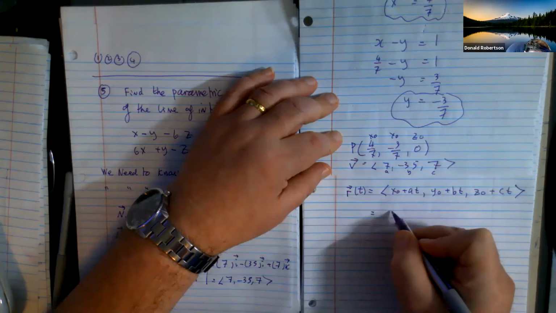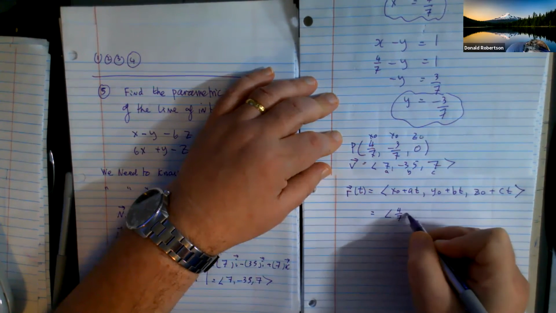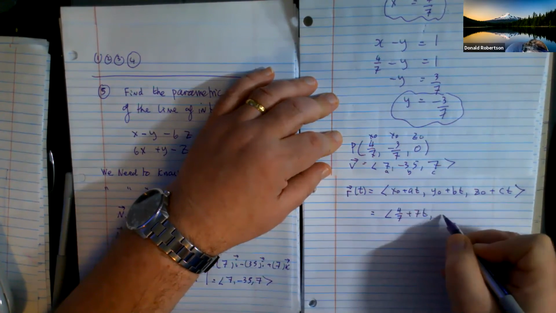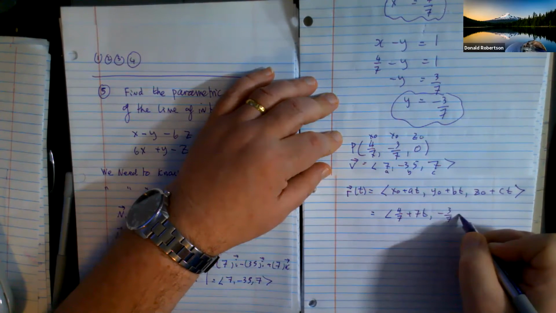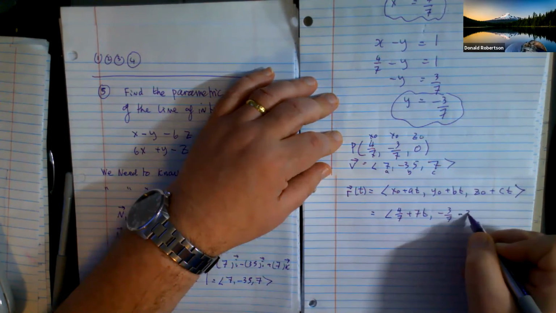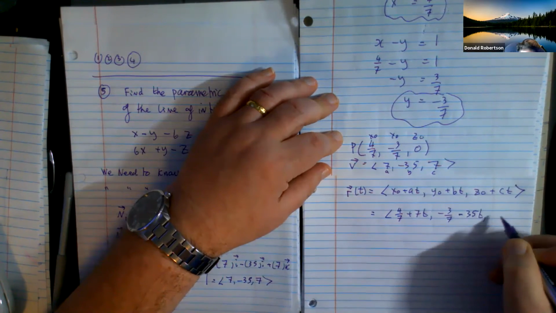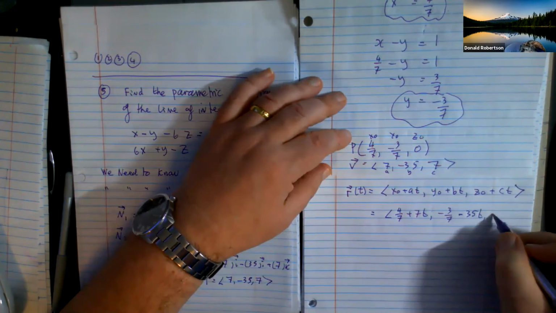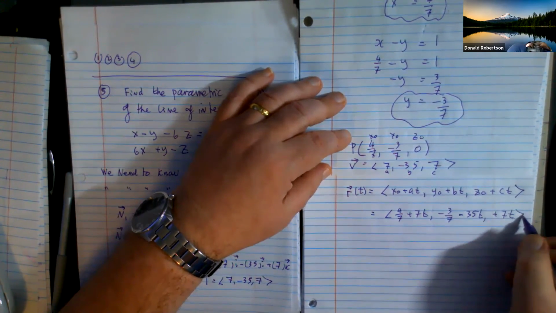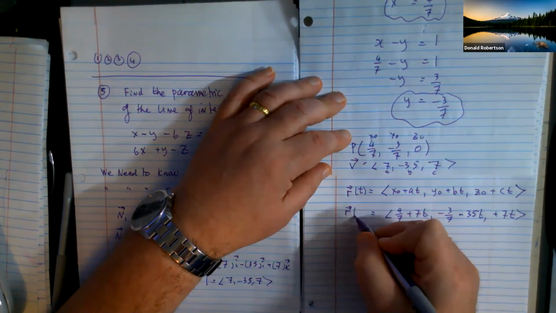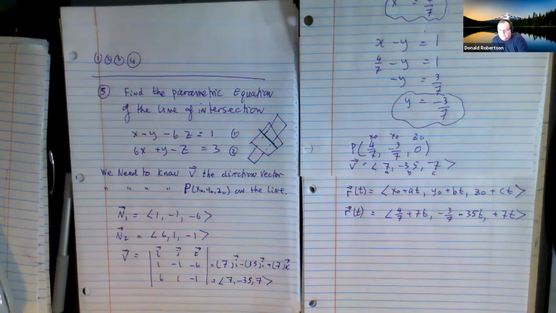So we get 4/7 plus 7t, -3/7 take away 35t, and nothing at all, so I won't write it, plus 7t, and that is the equation of the line of intersection of those two planes. Okay, that was not too bad, right? It could have been a lot worse, right? 4/7 and -3/7. So far, so good.